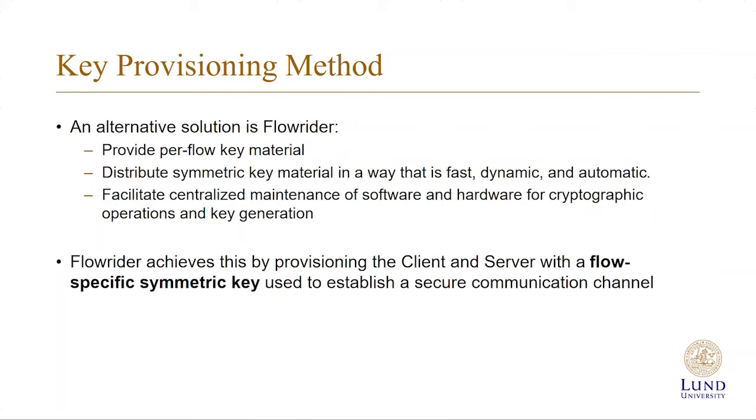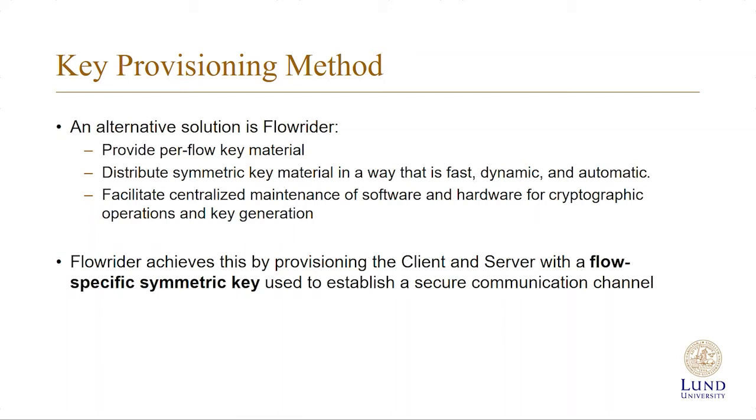So the alternative solution is the use of Flowrider. With Flowrider, we can provide per-flow key material, where a single key compromise does not affect the security of other flows. Also, Flowrider can distribute symmetric key material in a fast, dynamic, and automatic way. This approach does not require prior knowledge of the network topology and communication patterns among the endpoints. It also facilitates centralized maintenance of software or hardware for cryptographic operations. As a result, with Flowrider, we can have flow-specific symmetric keys.